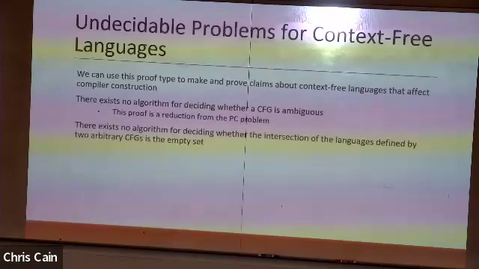There also exists no algorithm for deciding whether the intersection of languages defined by two arbitrary context-free grammars is the empty set. So you take everything that's shared in common between two languages, and you find that there's nothing in common. That is undecidable. That's another reduction from the post correspondence problem.